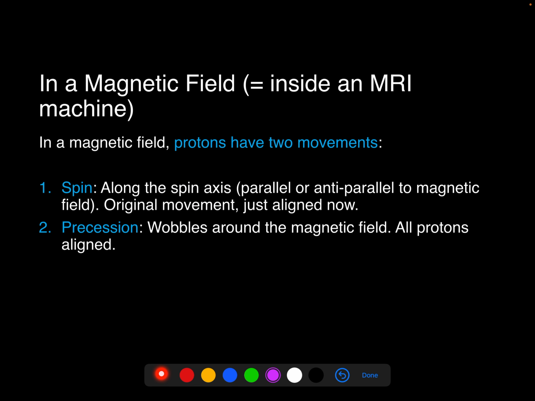Now we've covered the spin. The next movement is precession. Precession can be better understood as a wobble, a very consistent wobble. And this wobble occurs around the direction of the magnetic field. All protons are aligned in this precession.